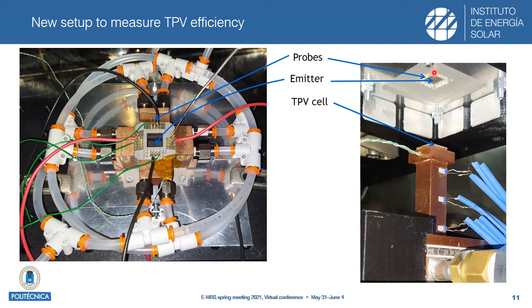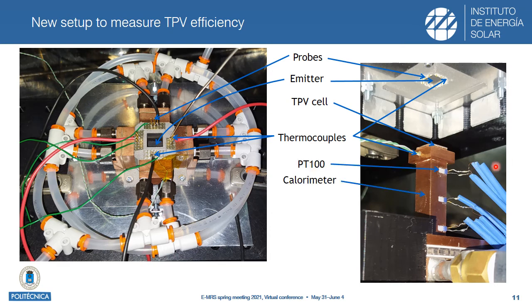You can also see the probes that are used to contact the TPV cell, some thermocouples that are used to measure the temperature in different places, PT100 sensors that are used to measure the temperature in the structure that acts as a calorimeter, different coolers that surround this structure to refrigerate it and therefore refrigerate the contact probes, and a Peltier module that refrigerates the TPV cell.